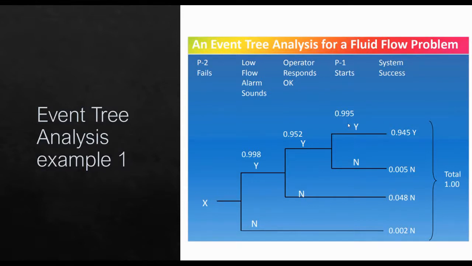So for this one, 0.995. So 1 minus 0.995 is equal to 0.005. But for this one, it is equal to 0.998 multiplied by 0.52 multiplied by 0.995, equal to 0.945. Sama juga lah dengan ni. Yang ini sama dengan ni kali ni kali dengan ni. Ni bukan satu tolak 0.995, bukan 0.005. Ni 0.005 ni adalah multiply this one.